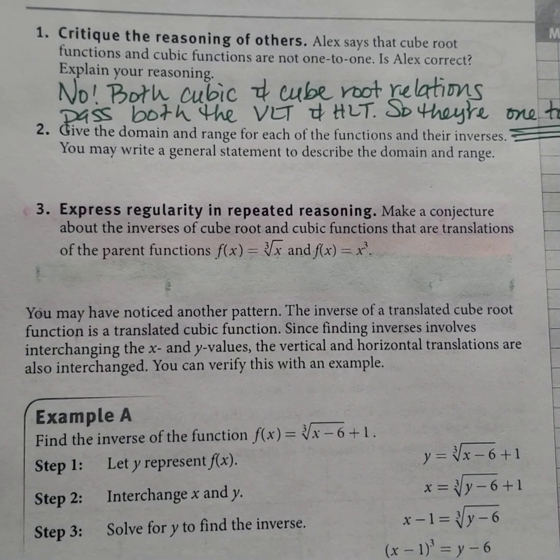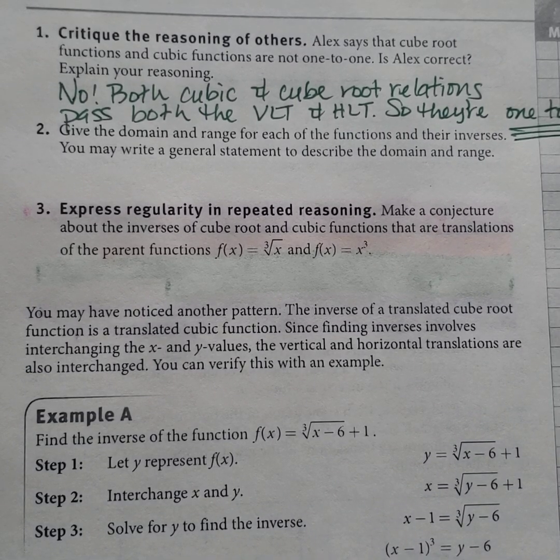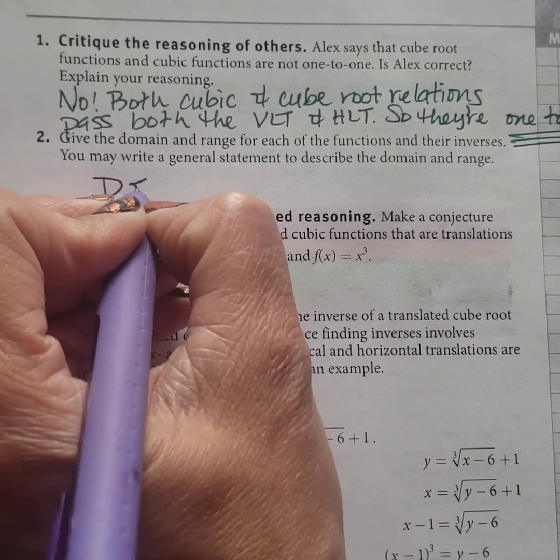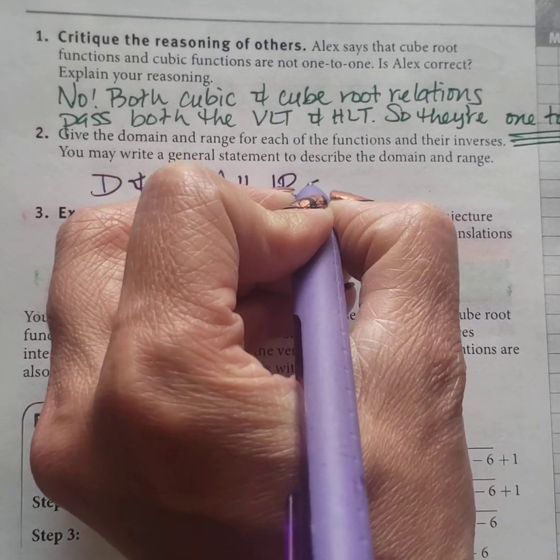All right, number 2, it says give the domain and range for each of the functions and their inverses. Well, remember that cube root and cubic functions have the same domain and range, and that is all real numbers. So their domain and range is all reals.